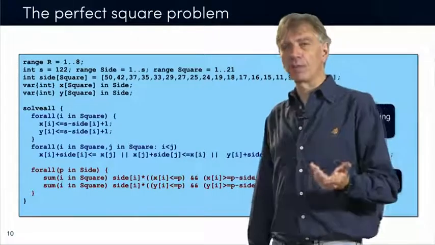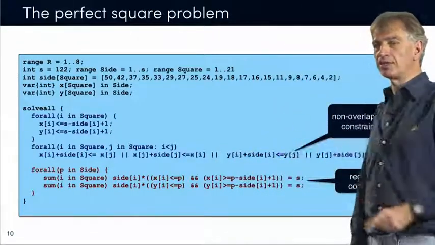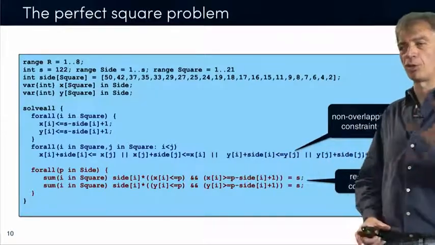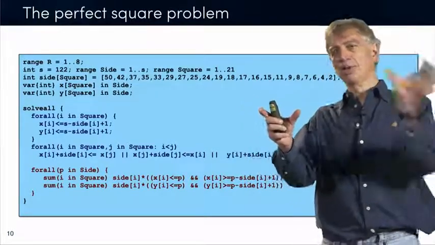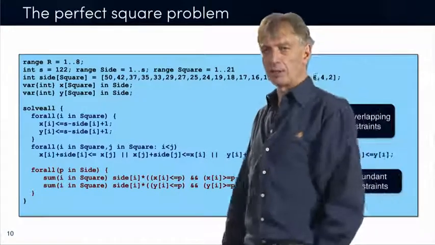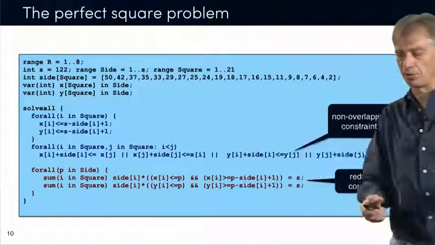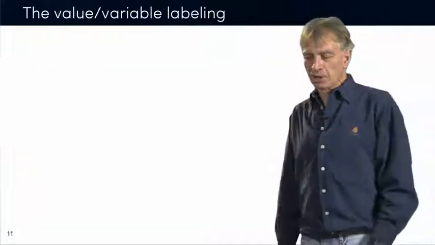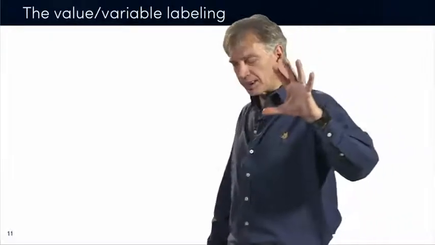And then you have the overlap constraint, which is easy to state. Essentially, if you have two squares, you have to make sure that one of the squares is on the left, the right, on top, or below the other square. Once again, it's a big disjunction of the various cases. But this is just a statement of the problem.